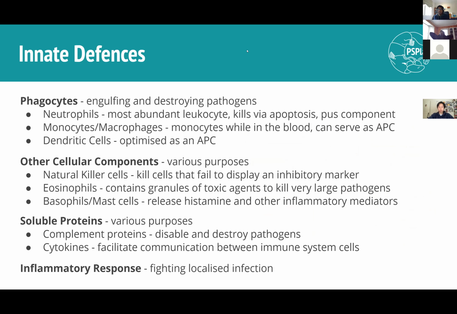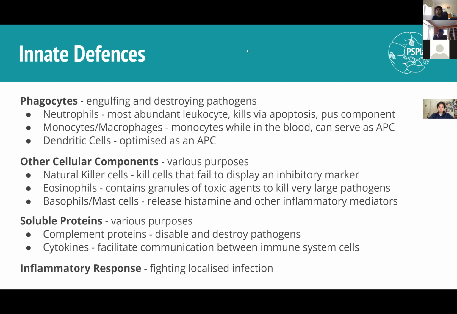All right, so this is now the second line of defense, talking about innate defenses. The first thing we'll talk about are the cell parts of this. So we have phagocytes, and basically their job is to go and absorb pathogens, bacteria, viruses, whatever, and then destroy them. Neutrophils are our most abundant leukocyte in general, so they're the most abundant white blood cell at all. They kill pathogenic bacteria or viruses or whatever via apoptosis. So they'll absorb a bunch of them and they'll just die in general.